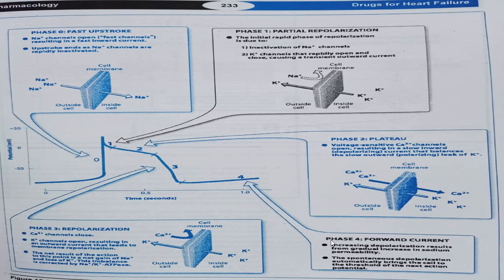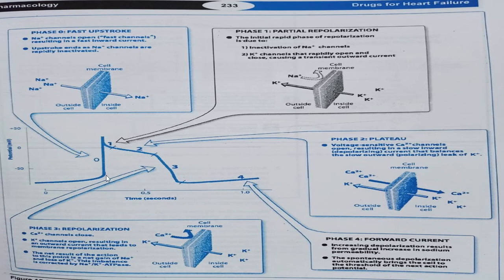Now, what happens in this phase 4? Very simple. Another action potential is going to regenerate. In this phase 4, the sodium re-enters into the cardiac cells, but this re-entry is very slow and gradual.